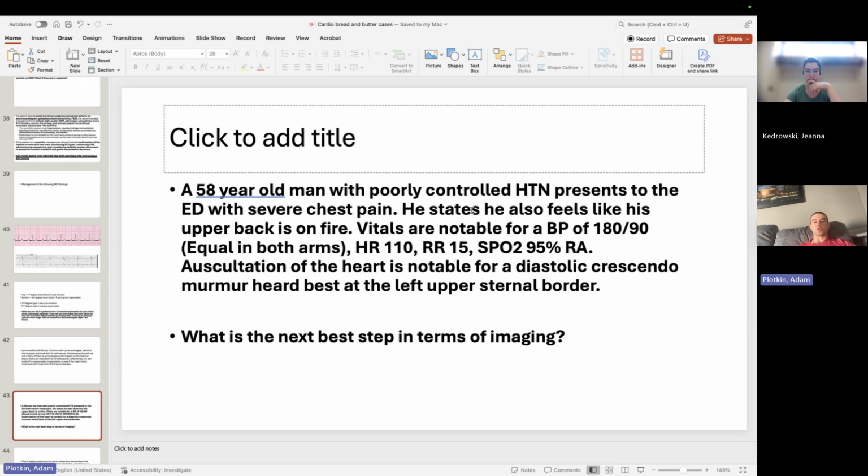58-year-old man with poorly controlled hypertension presents to the ED with severe chest pain. He states he also feels like his upper back is on fire. His vitals are notable for a BP of 180/90, that's equal in both arms. Heart rate 110, respiratory rate 15. SpO2 is 95% on room air. Auscultation of the heart is notable for a diastolic crescendo murmur, heard best at the left upper sternal border. What is the next best step in terms of imaging?